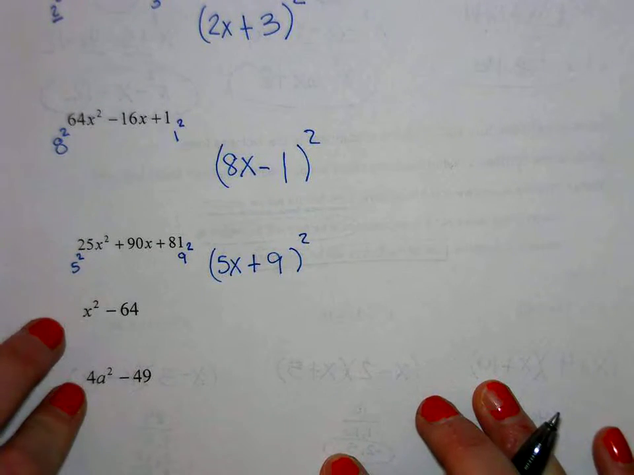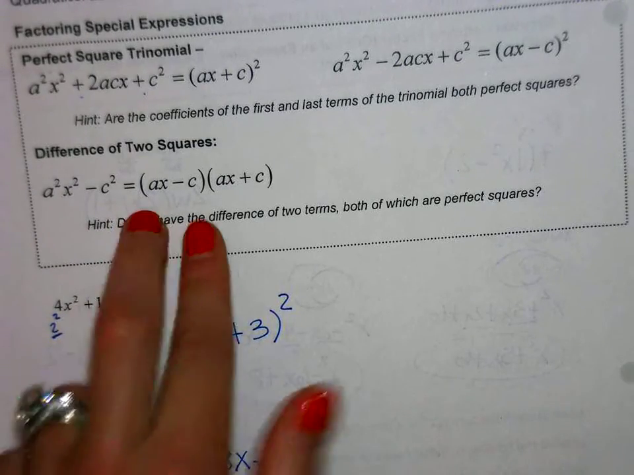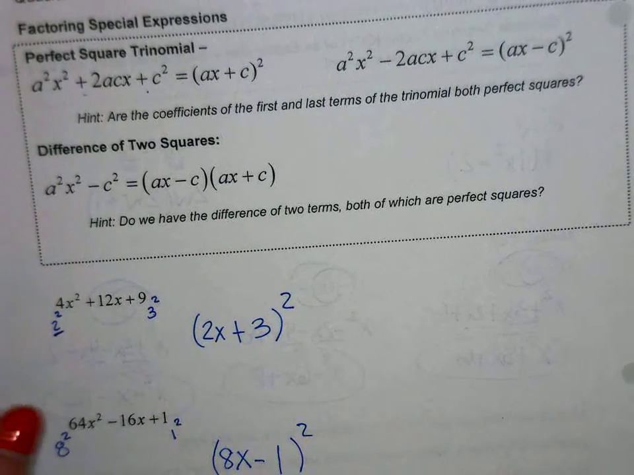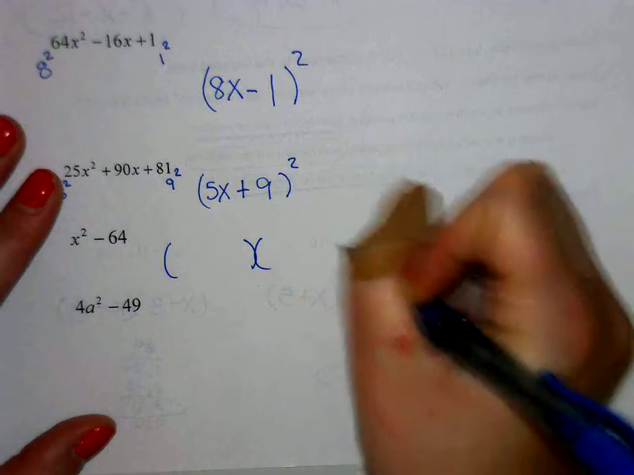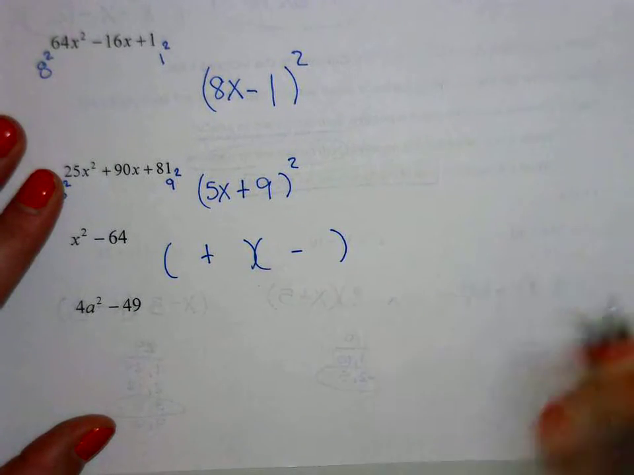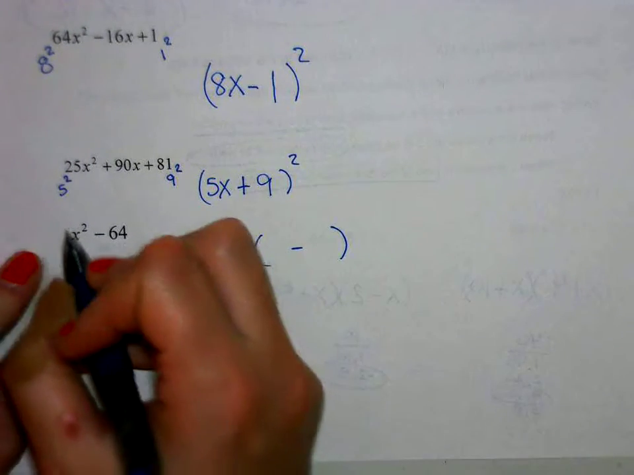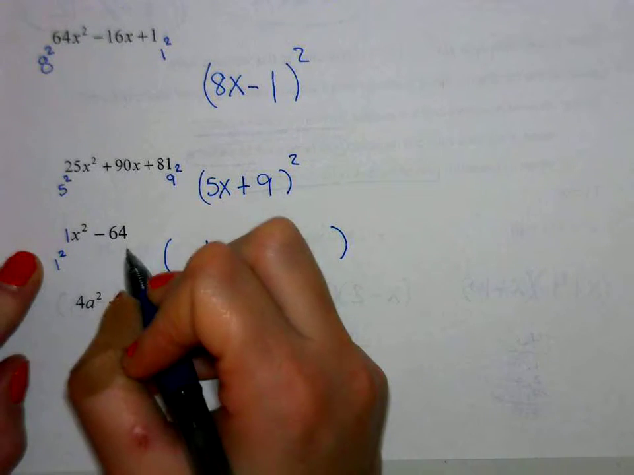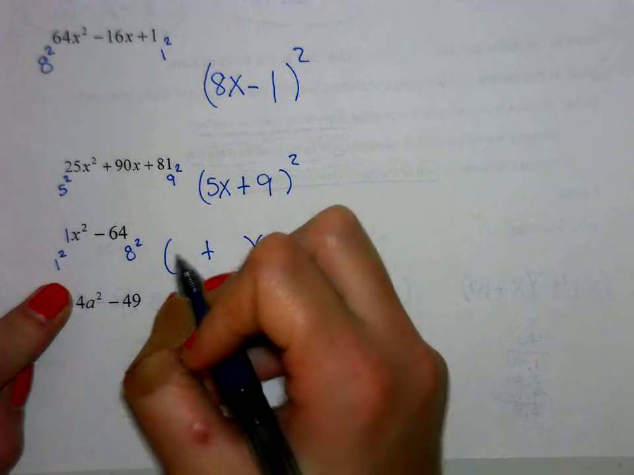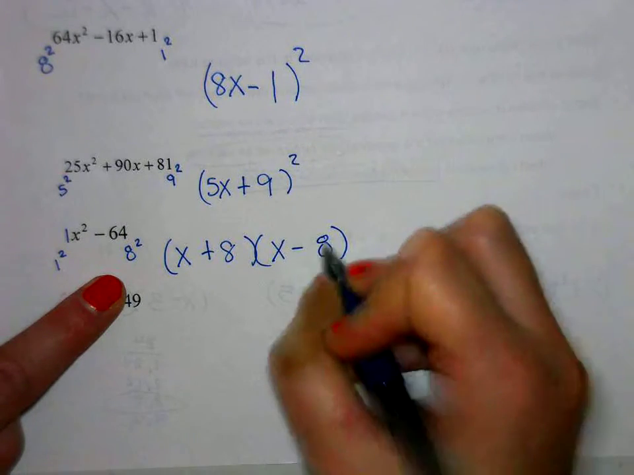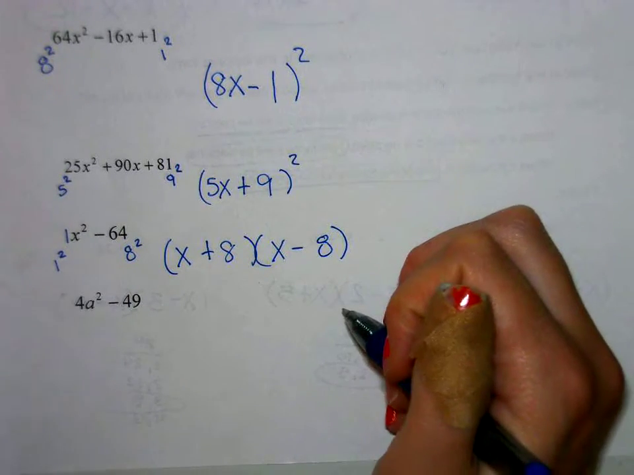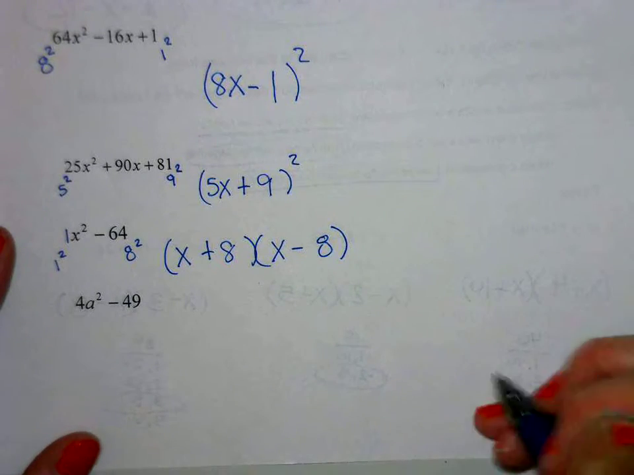Looking at these bottom two, we're working with the difference of two squares, so that's where we have two factors. One is positive, one is negative. So I know I'm going to end up with a positive and a negative. So I have a 1 squared and an 8 squared, so my a is 1x, and my c is 8. So that's our factor for the difference of two squares.